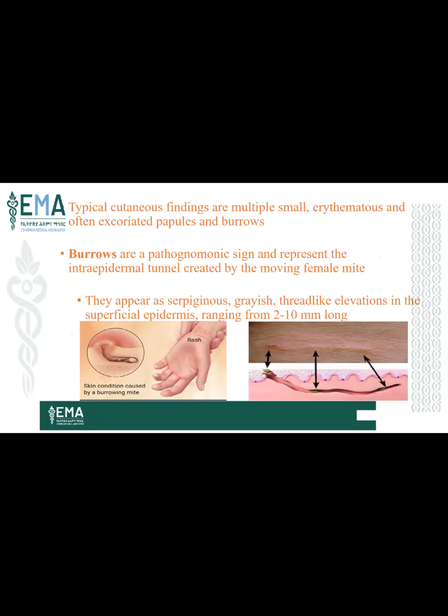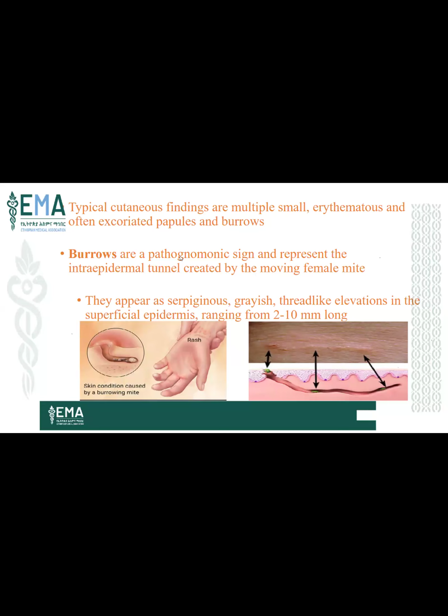So these burrows are the pathognomonic signs of scabies, and the cutaneous lesions are distributed symmetrically, typically involving the interdigital and web space of the fingers, the wrist, the axilla, the areola in females, the waistband, as well as the genital area.